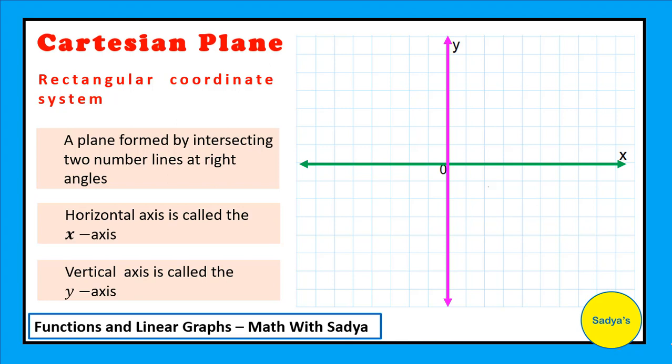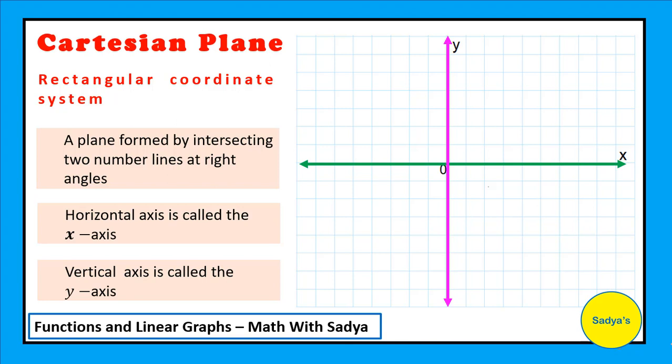A plane is any flat surface, and a Cartesian plane is a flat surface which is formed by intersecting two number lines at right angles. So here we have two number lines, a green number line and a pink number line, and they both are intersecting each other at 90 degrees. But you might wonder, where are the numbers? Well, number lines too have numbers, and we will write them as well. But for this video, to explain the concept better, I'm skipping them.